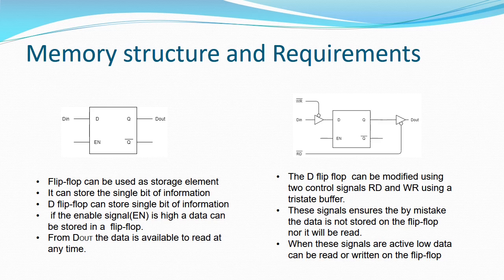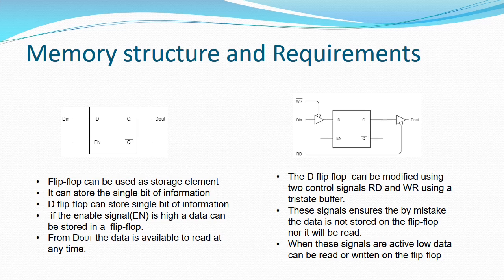In the second image, we have shown two tri-state gates to control the read and write process. It is again a D flip-flop with a tri-state input and output. These gates avoid any accidental writing of data or reading of the data on the flip-flop. These are active low signals and that is why they are called RD bar and WR bar.